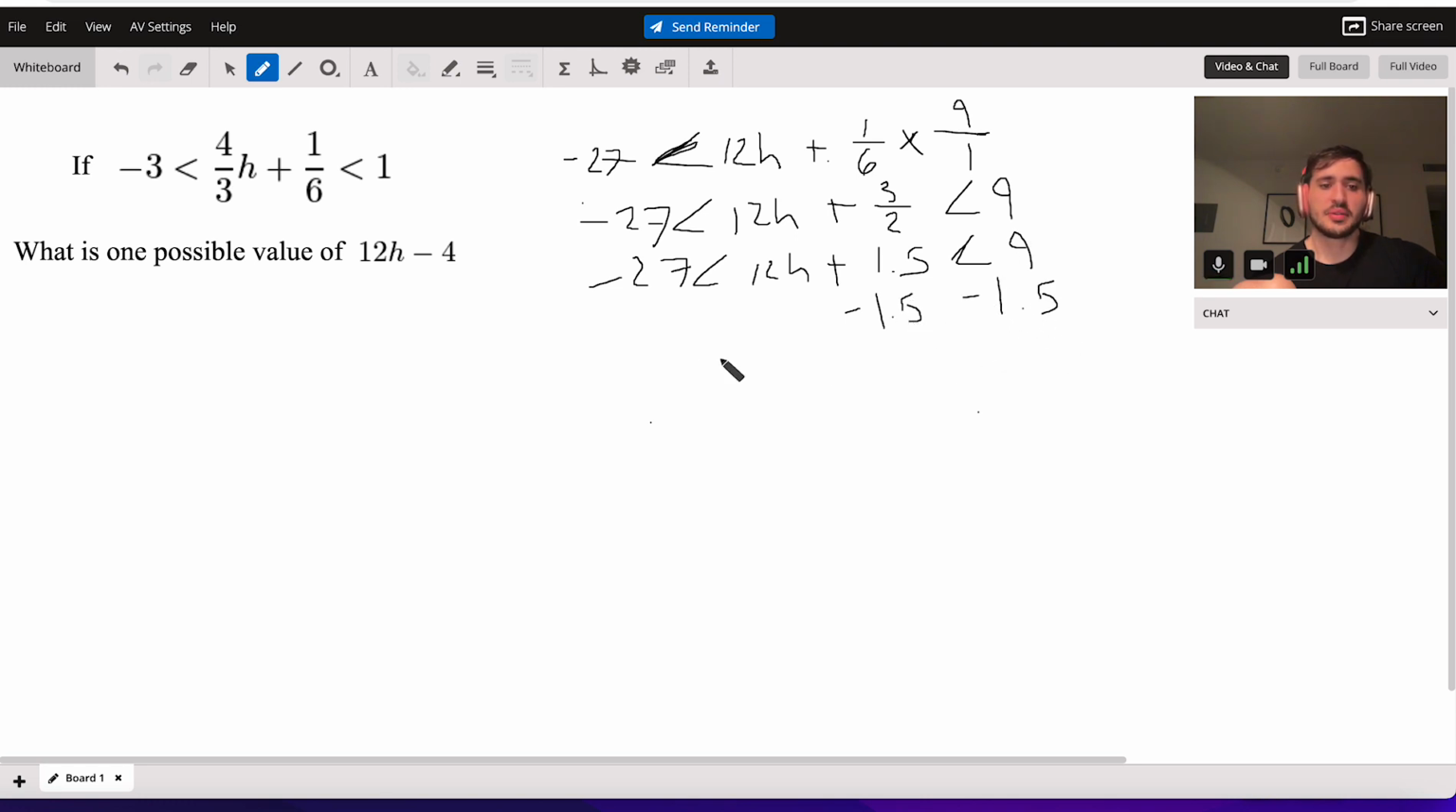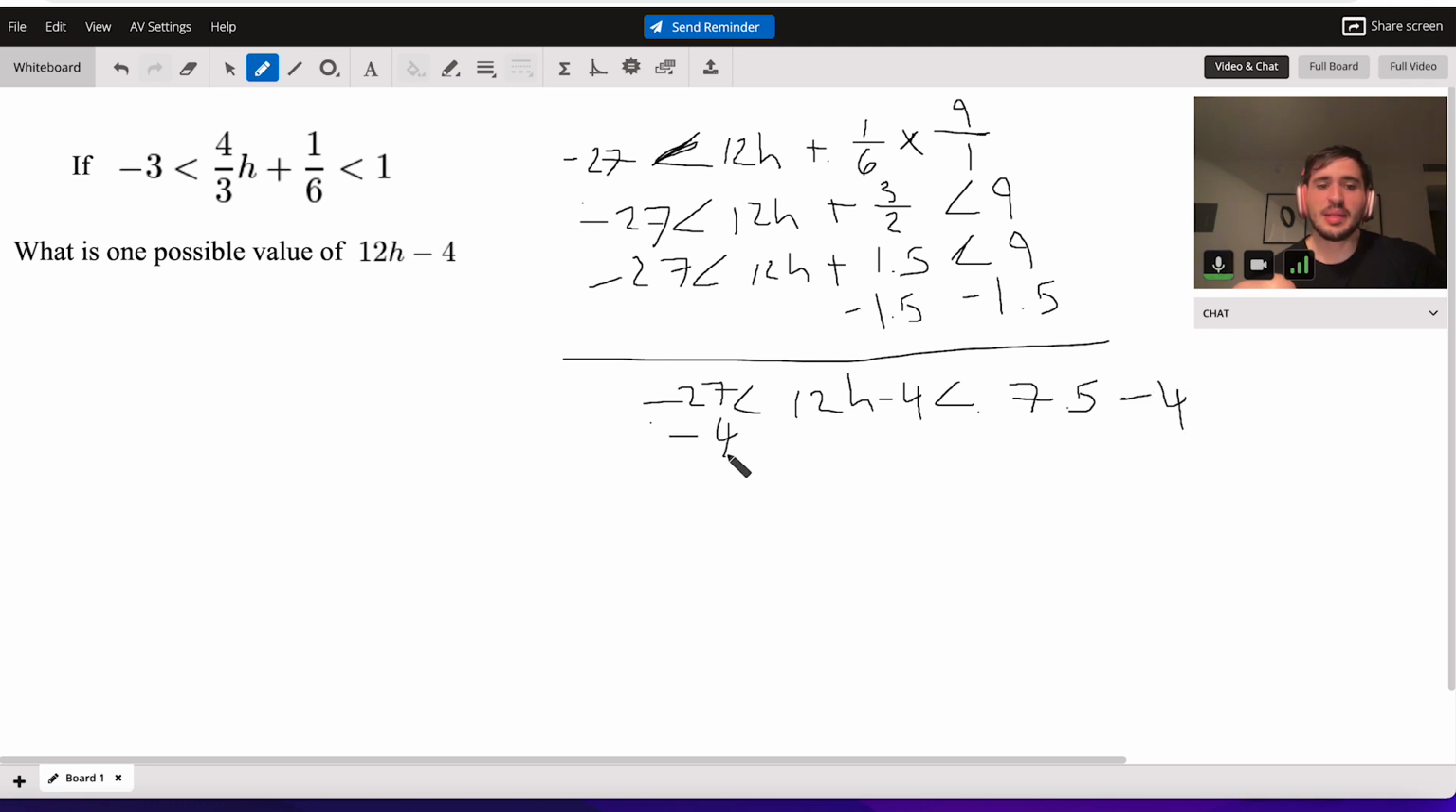This becomes 7.5. This becomes just 12h. This becomes negative 27. And finally, to complete our expression, we're going to subtract everything by negative 4. Clever, huh? This is the manipulation that is a little tricky. Not many people think to do that sort of thing.